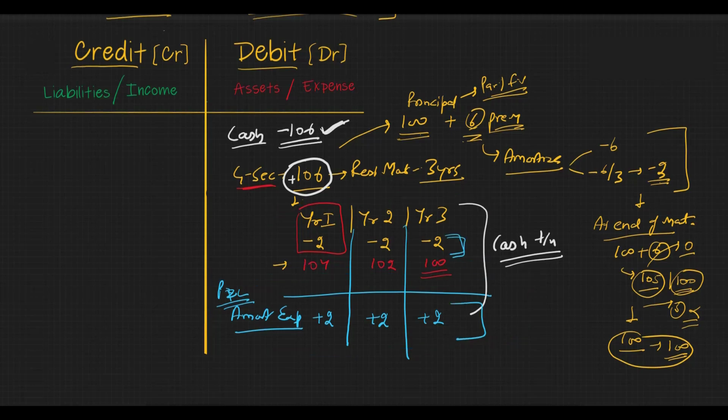Had the bank amortized the premium in the first year itself, we would have credited the asset in the first year itself by 6, and the book value would have reduced to 100. Correspondingly, in the P&L, we would have debited the P&L by 6 itself in the first year. This is permitted because the bank is being conservative here by recognizing the expense early.